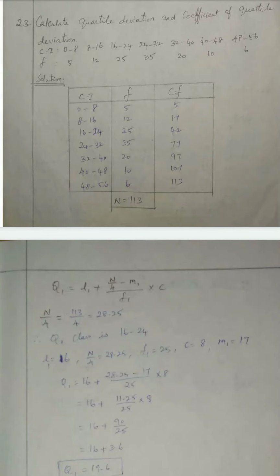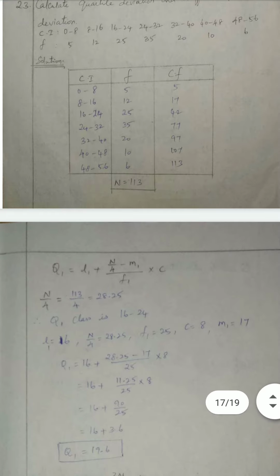23rd question. Calculate quartile deviation and coefficient of quartile deviation. The data has been given: class interval 0 to 8, 8 to 16, 16 to 24, 24 to 32, 32 to 40, 40 to 48, 48 to 56, and then their corresponding frequencies are given: 5, 12, 25, 35, 20, 10, 6. Solution: we can make a table.